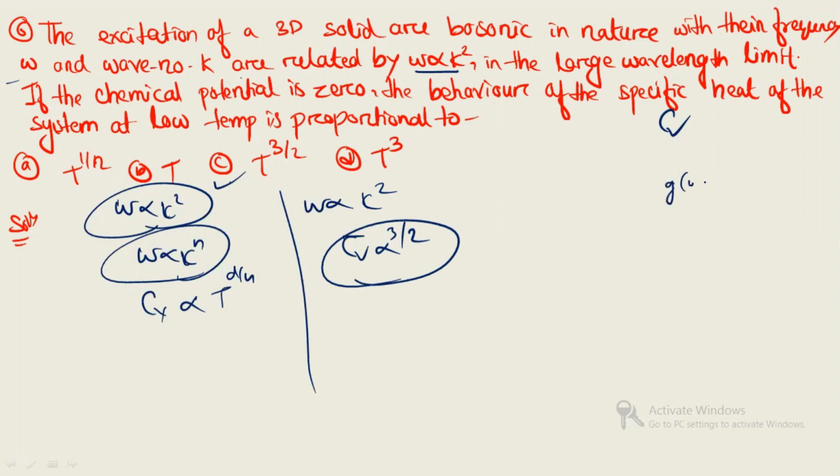Here, you know, g(omega) is proportional to k squared. That way you can write g(omega) is proportional to k squared, CV is proportional to T to the power d by n, and all these things. Just have the basic knowledge and you can solve the questions very easily. And remember, this is for low temperature. For high temperature it will be different, and these are the conditions you need to keep in mind.